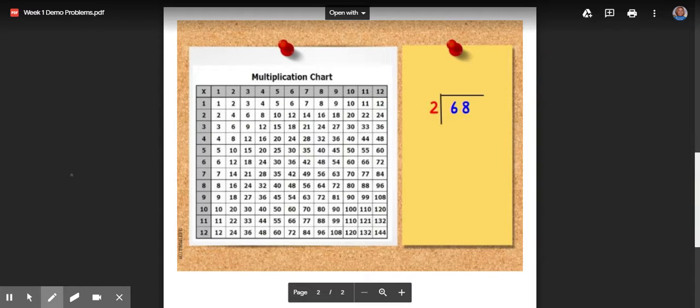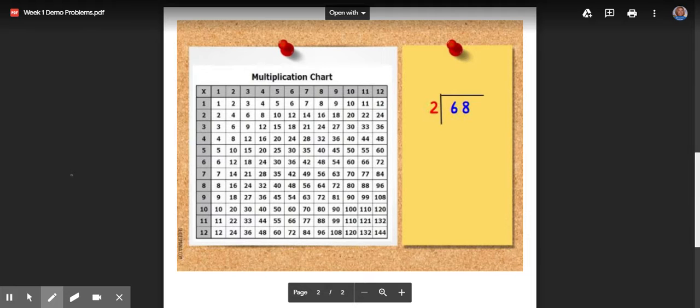Now let's look at how we would use the multiplication chart to solve a long division problem. When we are solving long division, there are 5 steps that we will follow through the entire problem. And those steps will just be repeated multiple times until the problem is complete. So let's do a quick review of long division using a chart.